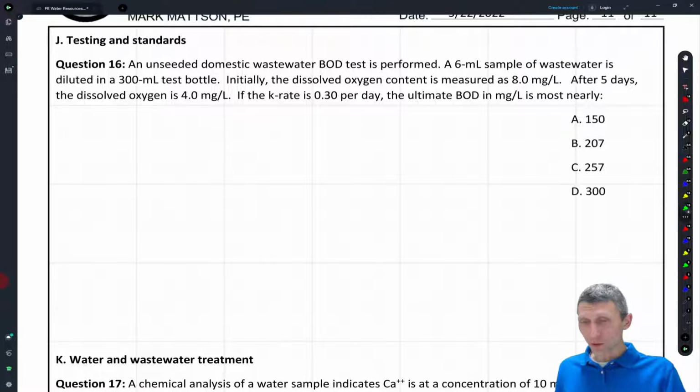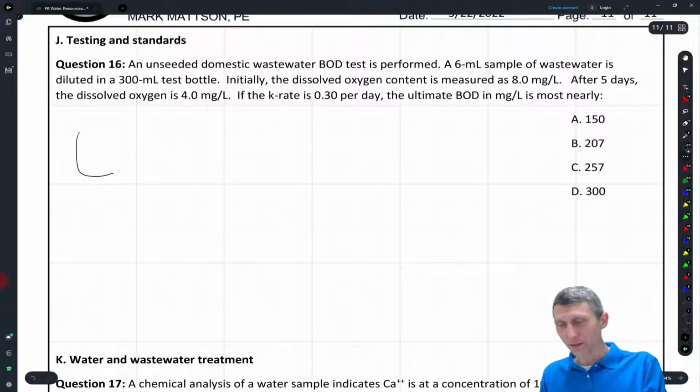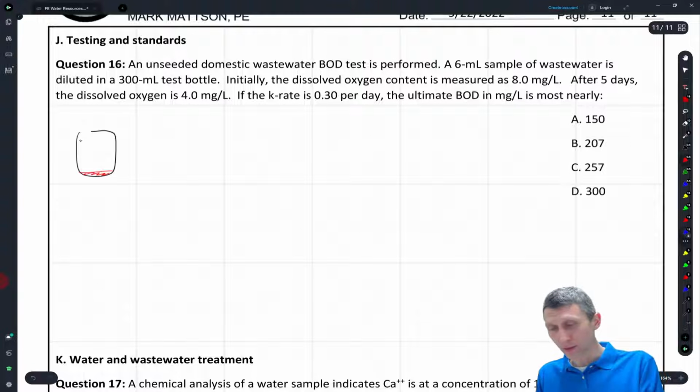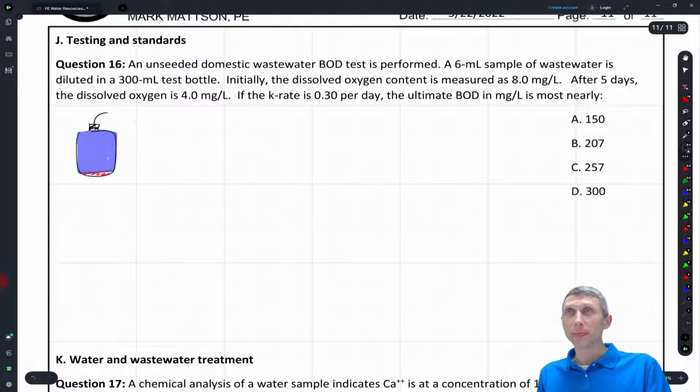So where do we go today? What we have here is BOD. Again, talking to people that have taken the exam recently, not specifics, but BOD was one of those things that showed up. So here we have an unseeded domestic wastewater BOD test being performed. What do you do? You take a 300 milliliter bottle and add a small sample of your wastewater. You fill the rest with clean water, so you dilute it, and then you start taking some measurements.